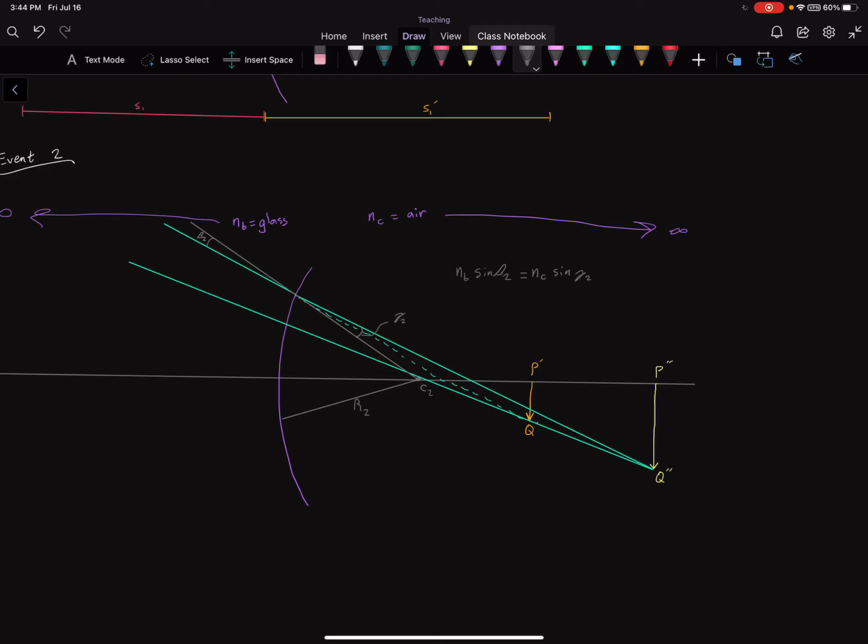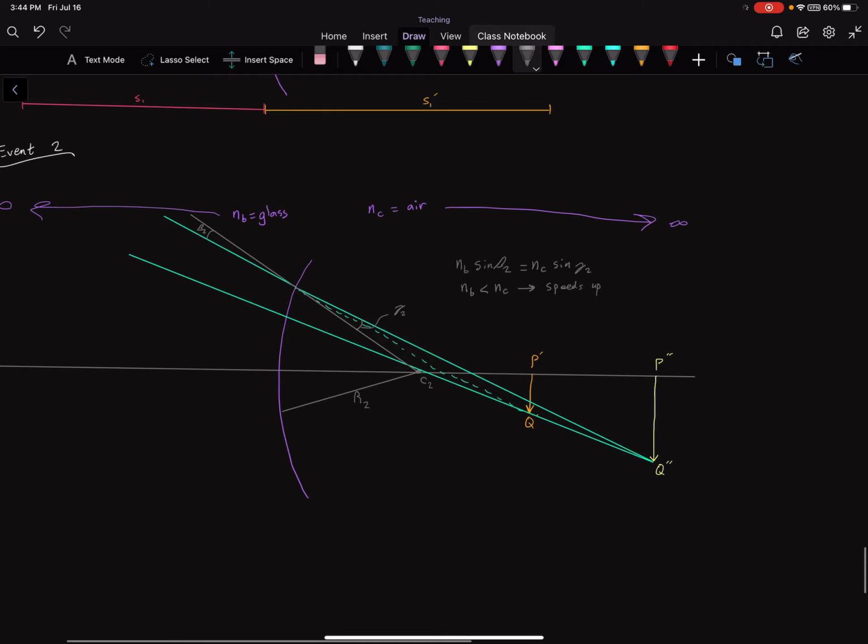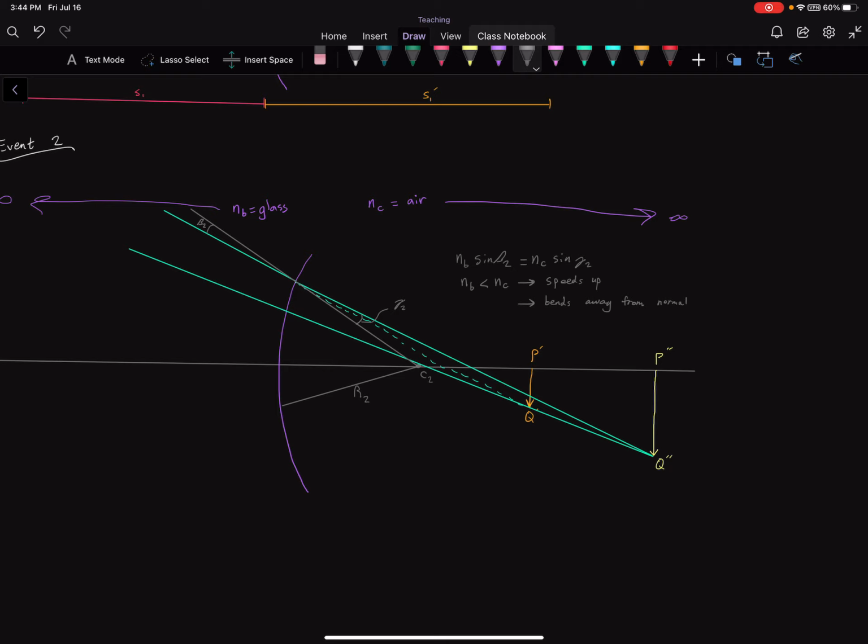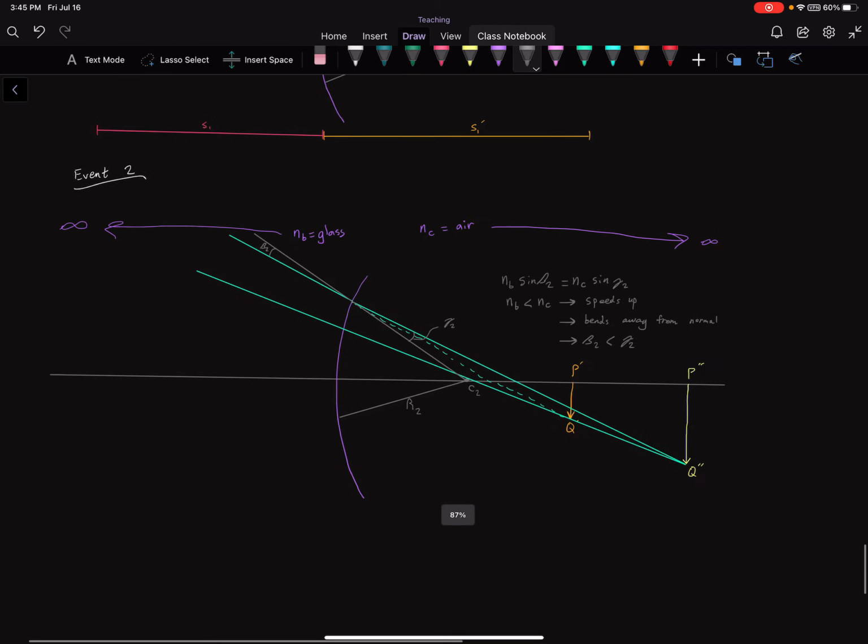Okay. So because we have glass on the left and air on the right, we have NB being less than NC, which means that when it crosses that boundary, the light speeds up. Right? Make sure that makes sense to you, why it speeds up, what I mean by that. And then it also means that it bends away from the normal, because it's speeding up. All right, and then that also means that B2 is less than gamma 2. Alrighty, so that should all make sense there.